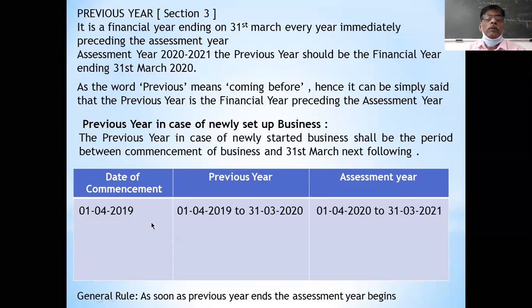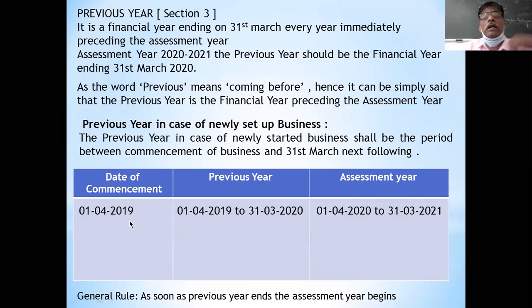You see this. The business commenced on 1/4/2019. They started the business on 1st April 2019, and the previous year for that business is 1/4/2019 to 31st March 2020. Whatever income you earn from 1st April 2019 to 31st March 2020, on that income the income tax department levies tax and assesses the tax from 1st April 2020 to 31st March 2021. This is the sequence.